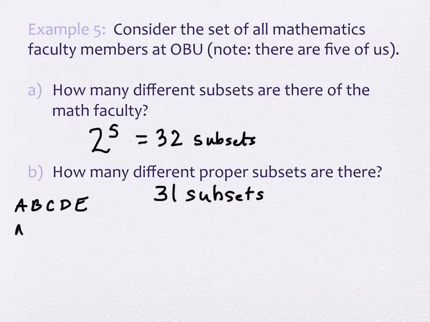So we could have a committee with A and B. We could have a committee with A and C, or A and D, or A and E. Correct? That's already 5 different subsets. What else could I have that are 2 people on them? What have I missed so far? BC, BD, and BE. What else have I missed? CD, CE, and there's one more, DE.